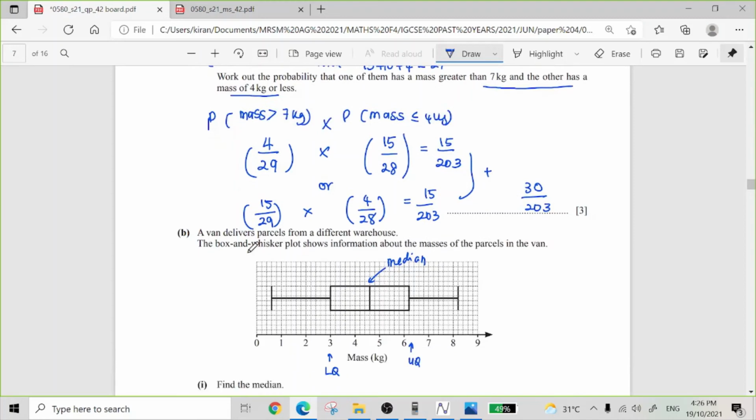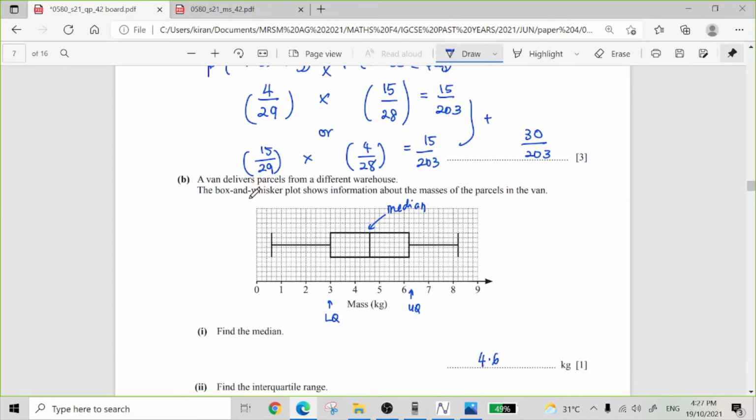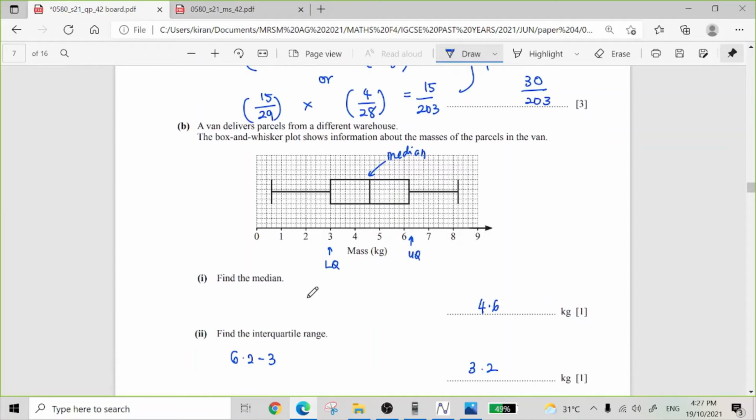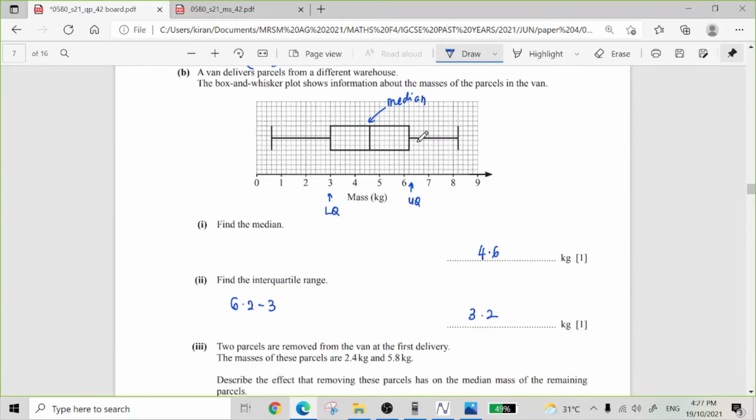Okay, next question B. A van delivers parcels from different warehouses. The box and whisker plot shows information about the masses of the parcels in the van. So calculate the median. The median is the middle from this part of the box and whisker plot, which is 4.6.